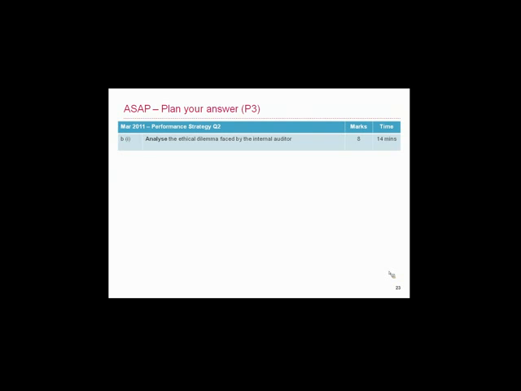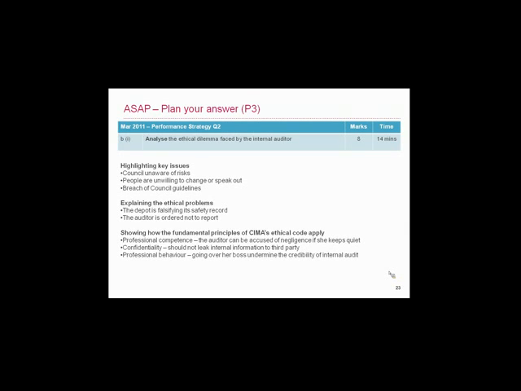So looking at part B, analyze the ethical dilemma faced by the internal auditor. So first, as we say, we need to highlight the key issue. The key issue is that the council is unaware of the risk because of the people not reporting injury, and the people are unwilling to change or speak out even if they know it's not correct. Of course, it's very clear that this is breaching the council guidelines of how they should report injury in the workplace. So then you need to explain why this is, explain the ethical problem in this case.